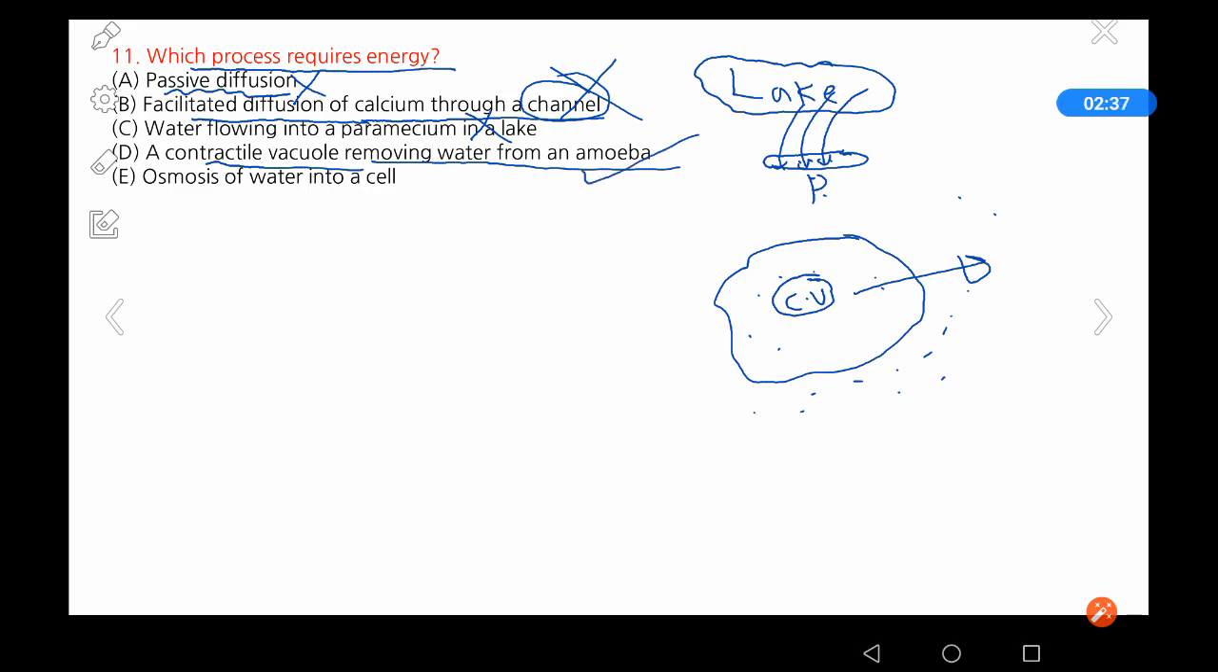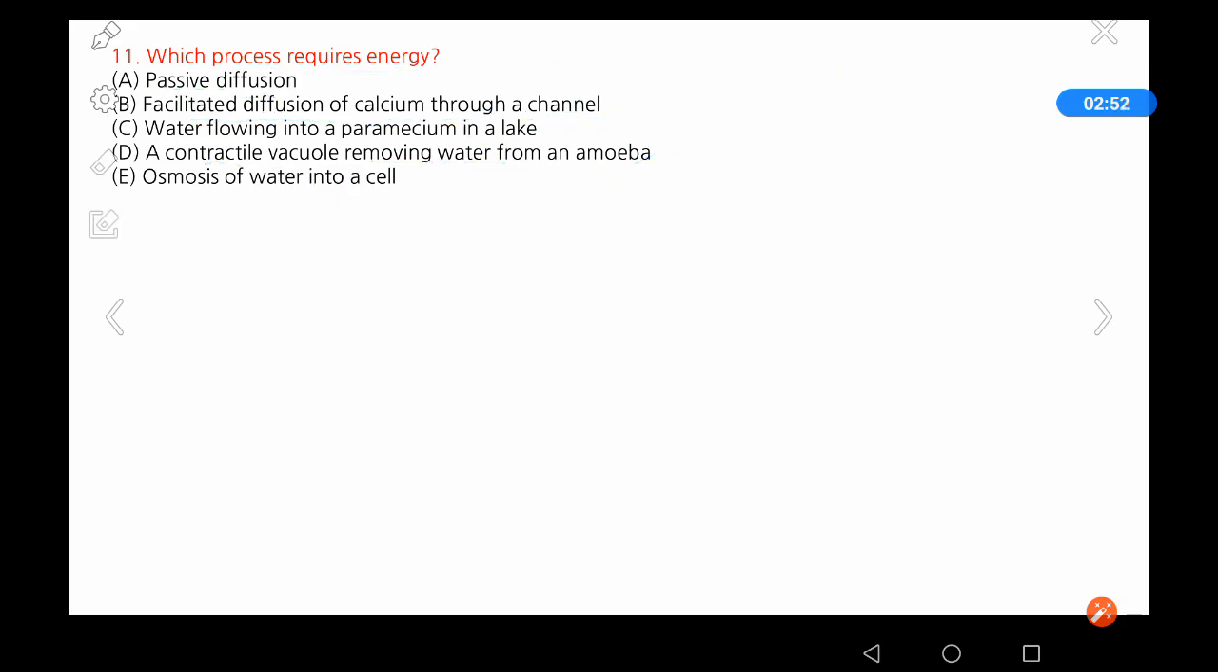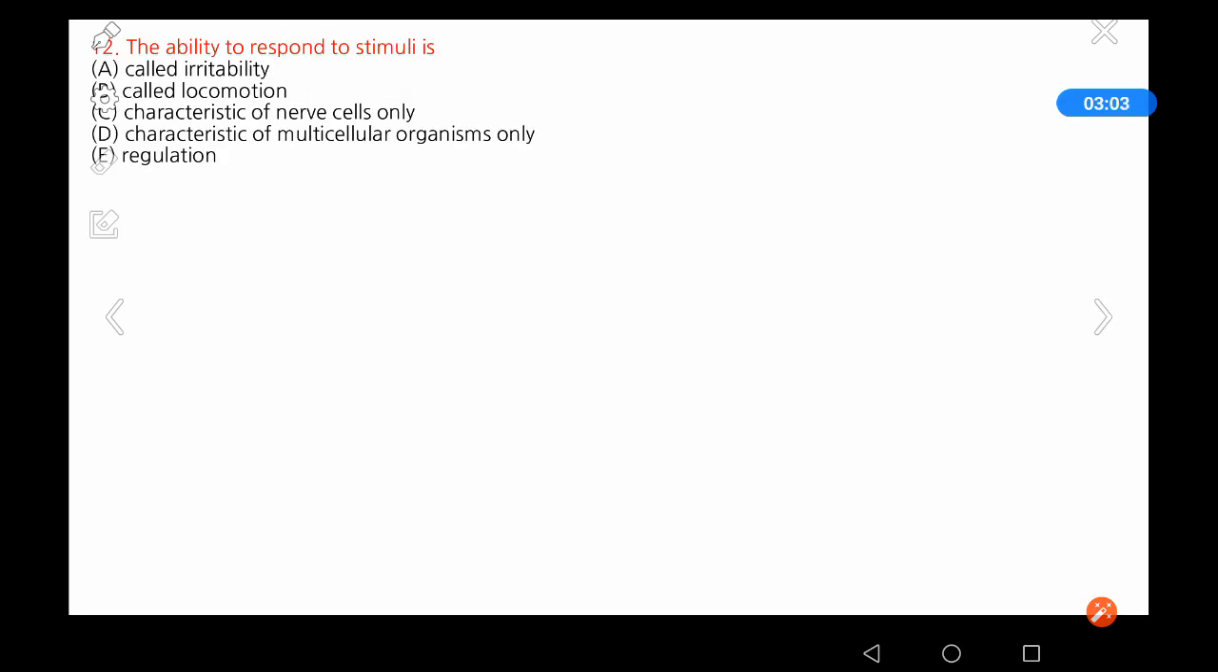Let us read the other option that we have. Osmosis of water in a cell. We know that osmosis is a type of passive transport that doesn't require energy. So I hope they are all clear, and the answer for this question is D. D is our answer for this question. Let us move to the next question.